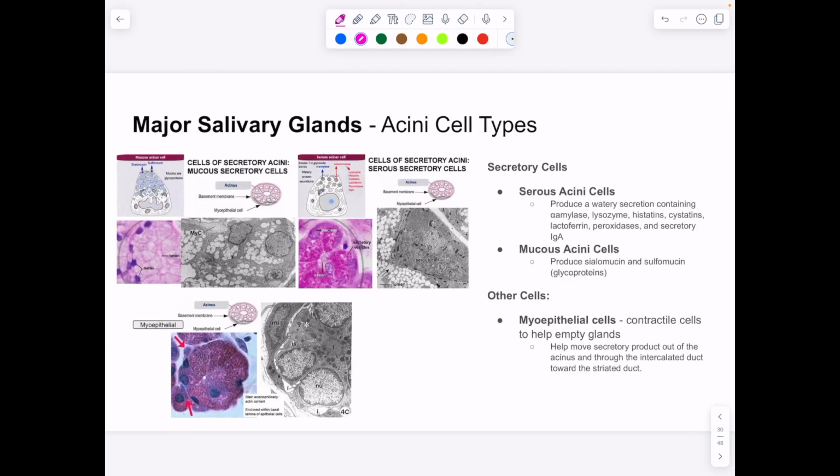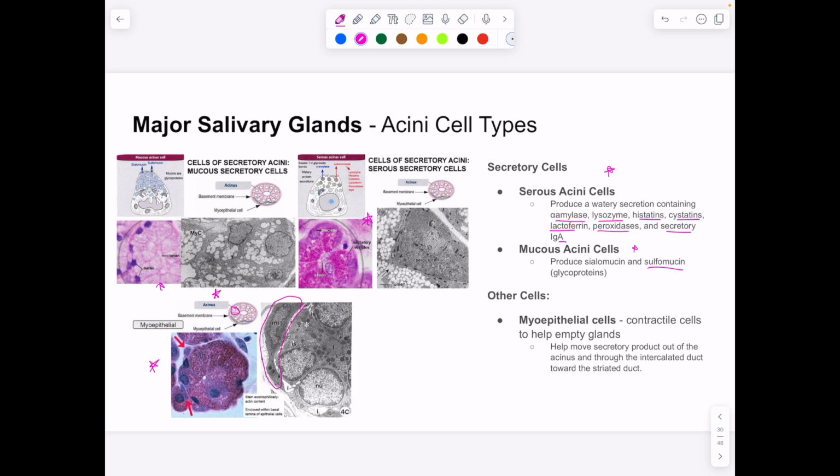Okay, so what are these cells? We have the serous acini cells, which you can see here, right? It follows the same pattern as all serous versus mucus. Is it darkly stained? Serous. Is it lightly stained? Mucus. Okay, serous produces water secretion, amylase, lysozyme, histatins, cystatins, lactoferrin, peroxidase, secretory antibodies, IgA, and then mucus is producing our mucus overall, so sialomucin and sulfomucin. And then down here, we have our myoepithelial cells, very darkly stained. You can see that located here.